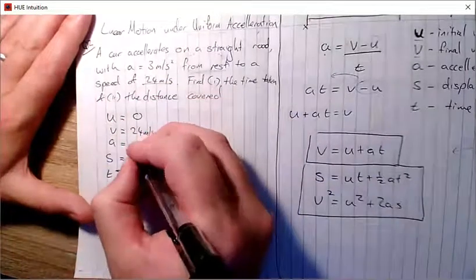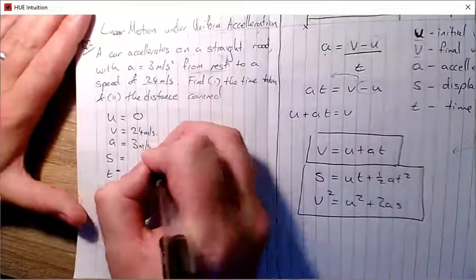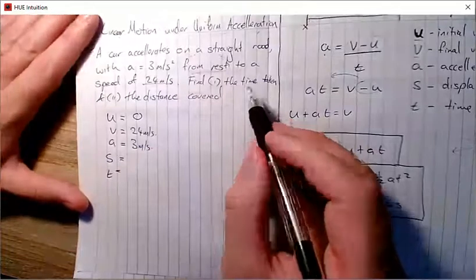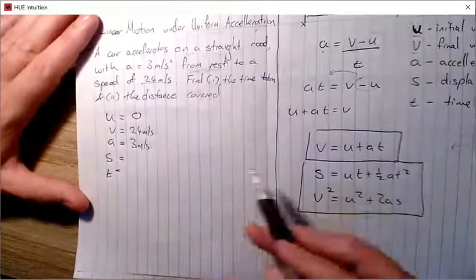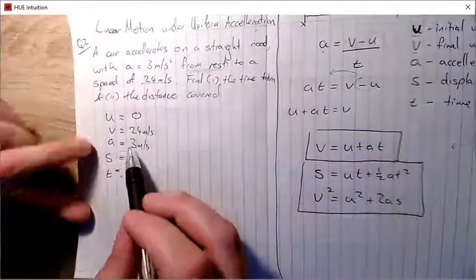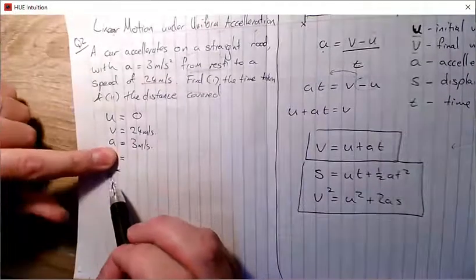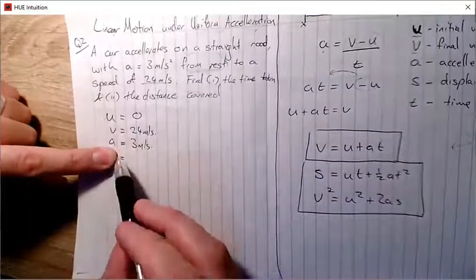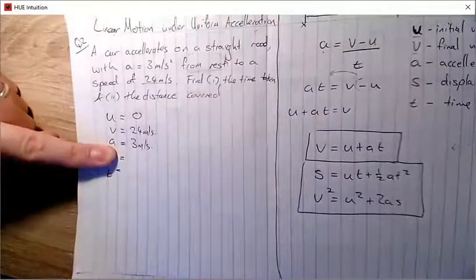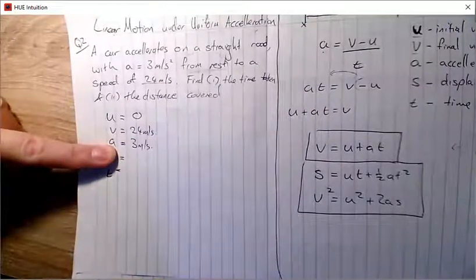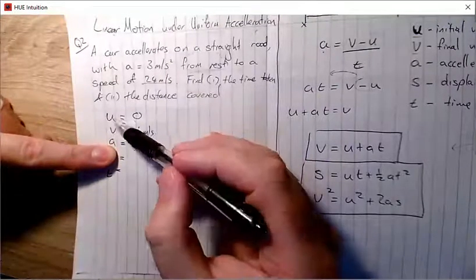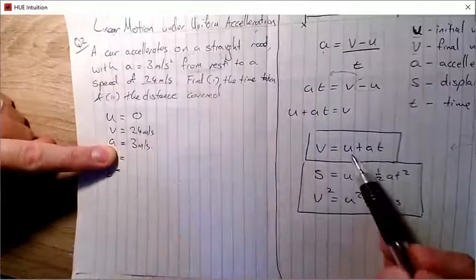Acceleration, 3 meters per second. Okay, find the time taken and the distance covered. So to find the time, what I'll always do is say, well, in that case, I know u, v, and a, and I want t. So I'm covering up s there because I need to say, which equation has those 4 variables? And there it is, v equals u plus at.